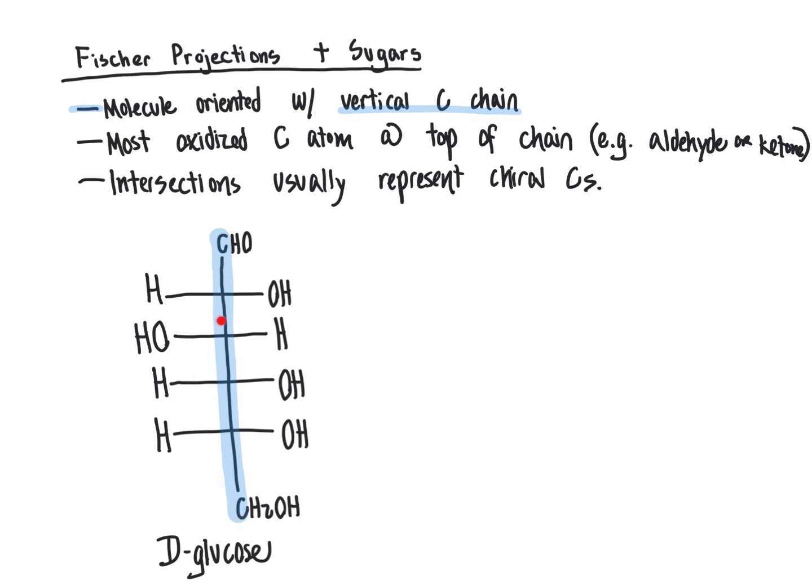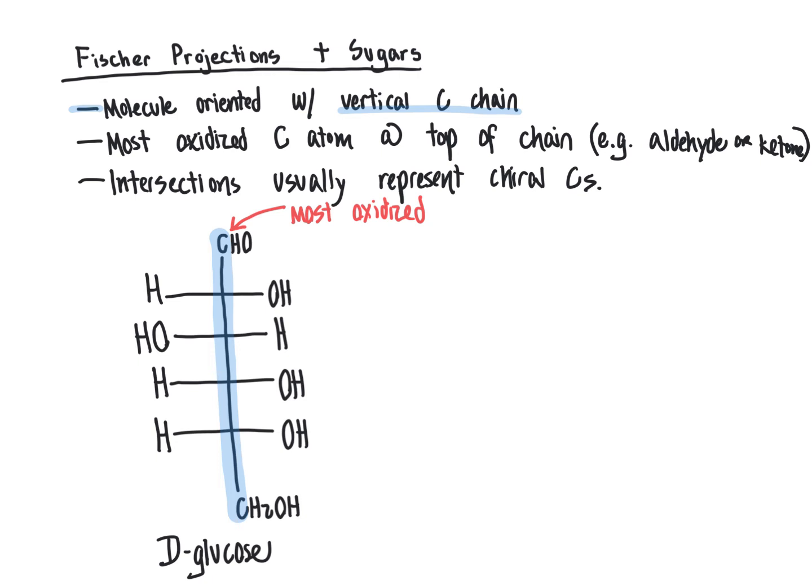We orient that carbon chain vertically, like we have here, where the vertical spine of the molecule would be all those bonds that are dashes, and horizontal here would be bonds that represent wedges. Moreover, the most oxidized carbon atom, the aldehyde group in this case, CHO, is oriented at the top of the molecule. So our most oxidized atom, by convention when drawing Fischer projections, is at the top. So don't flip this around, put CH2OH up here, put CHO up here.